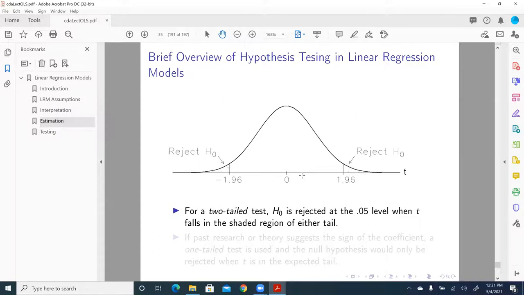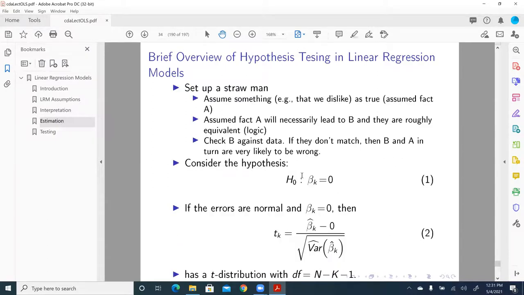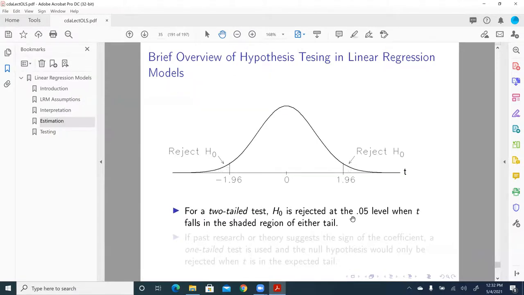In turn, fact A does not hold very likely, because from assumed fact A, right? Hypothesis beta k equal to zero, we can derive this assumed fact B. And here I omit a lot of mathematical derivations in between, but from assumed fact A, we can get assumed fact B. Well, in this case, when the t statistic falls into the critical region, then assumed fact B is unlikely to hold, which in turn disproves assumed fact A. Then we can reject the null hypothesis.